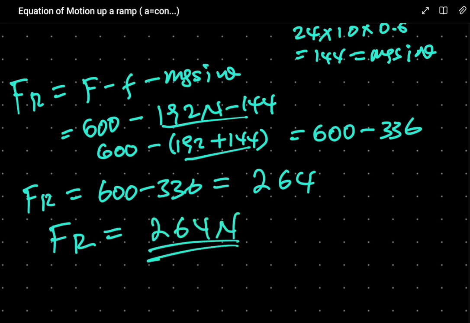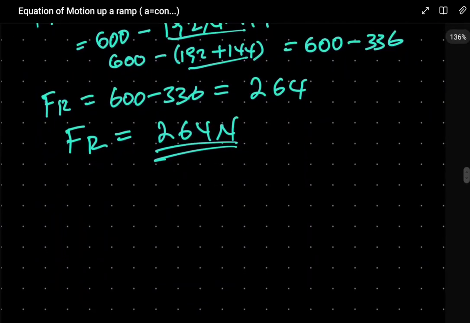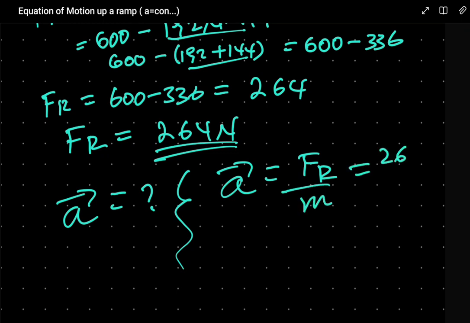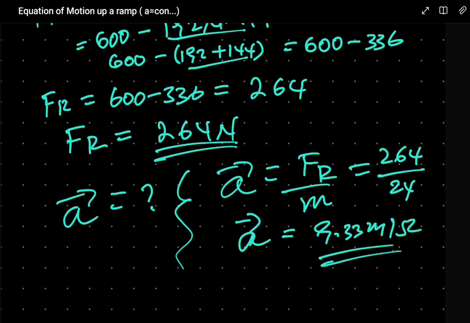So you have calculated the resultant force. The last question is asking you to calculate the acceleration. From Newton's second law, the acceleration is the resultant force divided by the mass. So that is 264 divided by the mass, 24. When you calculate this, 264 divided by 24 will give you 9.33 meter per second squared. So this is the acceleration.